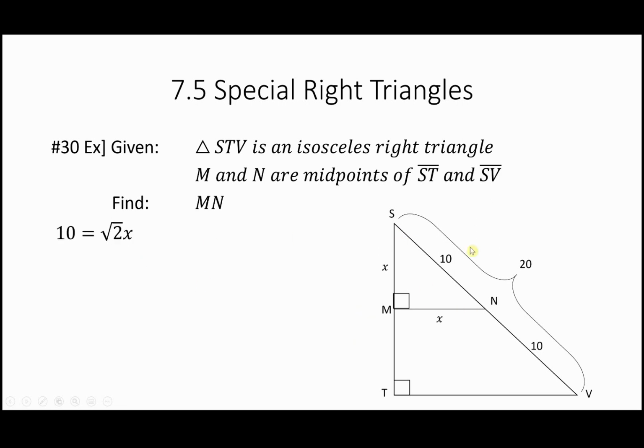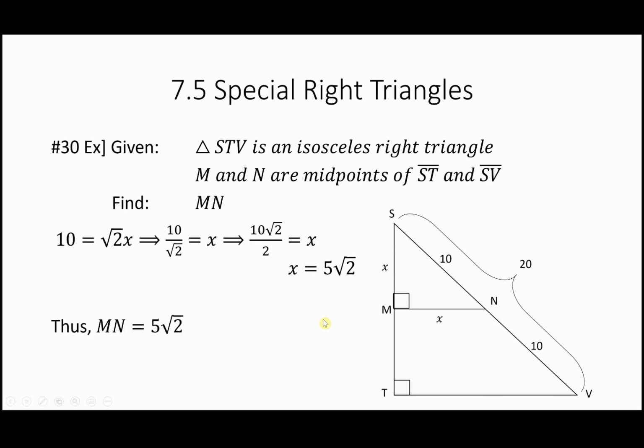So we're going to have 10 be equal to the square root of 2 times that unknown length, right? Okay, so we divide both sides by root 2, but then rationalize the denominator, and we're going to eventually come up with x as being a length of 5 root 2. But remember, x was just a placeholder algebraically for the length of MN, so that's how we're getting MN as our final answer being of length 5 root 2. Whew, okay. That was a fun one.